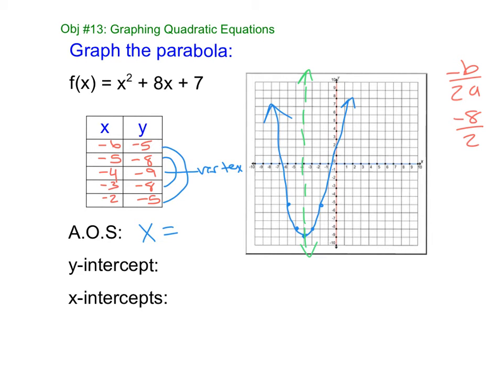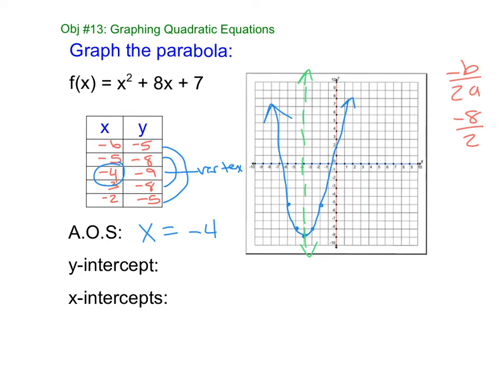So our axis of symmetry is x equals -4. It's basically just that. X-intercepts, ooh, we don't know. We need some more points here. So this is a little off. So since that's off, I don't want you guessing.